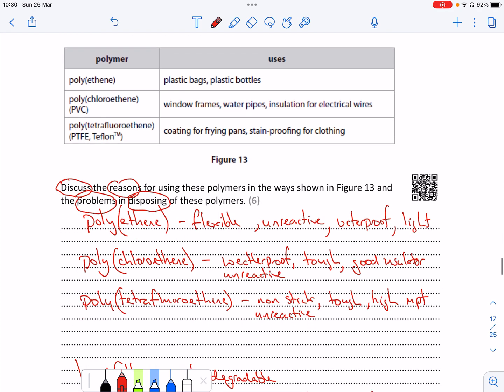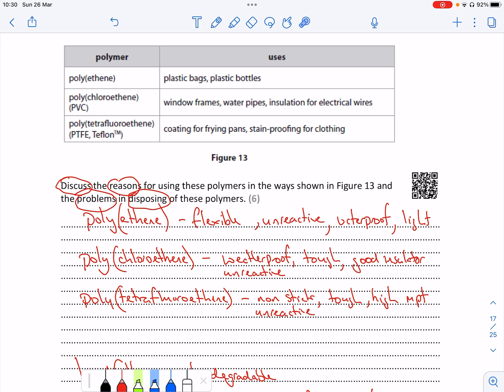So the first bit is they've helped us out. They've given us a list of uses, and what we've got to do now is explain why these are used in this way, looking at their properties. So the first one, polyethylene. Polyethylene is flexible, it is unreactive, it's waterproof, and it's very lightweight, so it makes it great for the jobs indicated here.